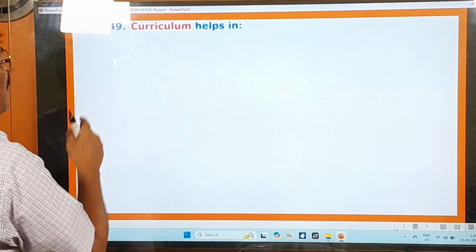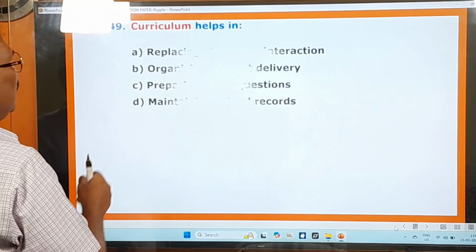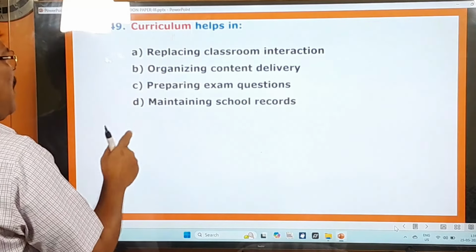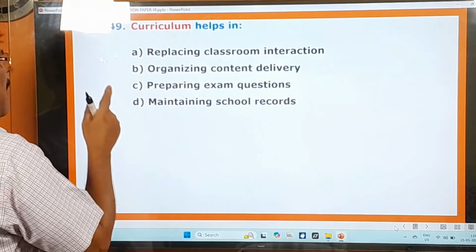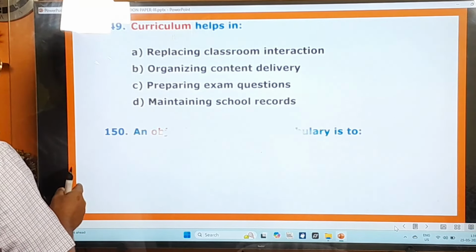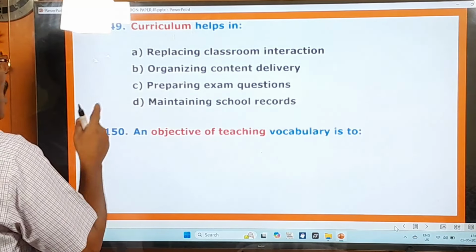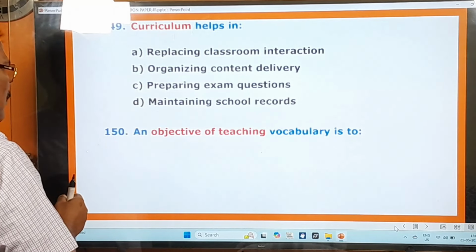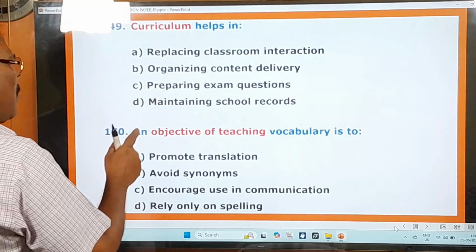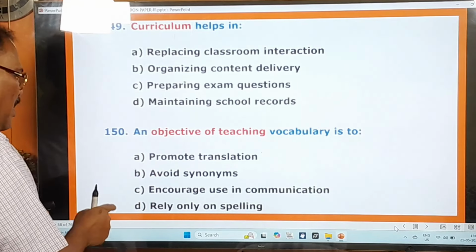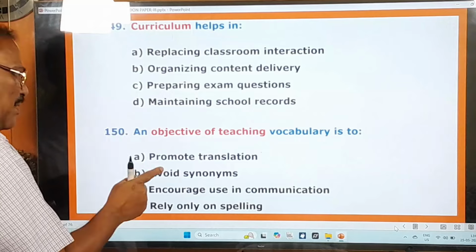149th question. Curriculum helps in replacing classroom interaction, organizing content delivery, preparing exam questions, maintaining school records. 150th question. An objective of teaching vocabulary is to promote translation, avoid synonyms, encourage use in communication, rely only on spelling.